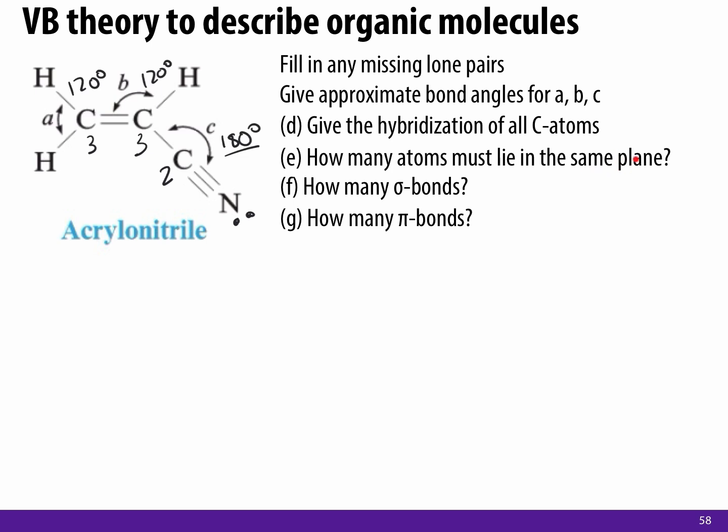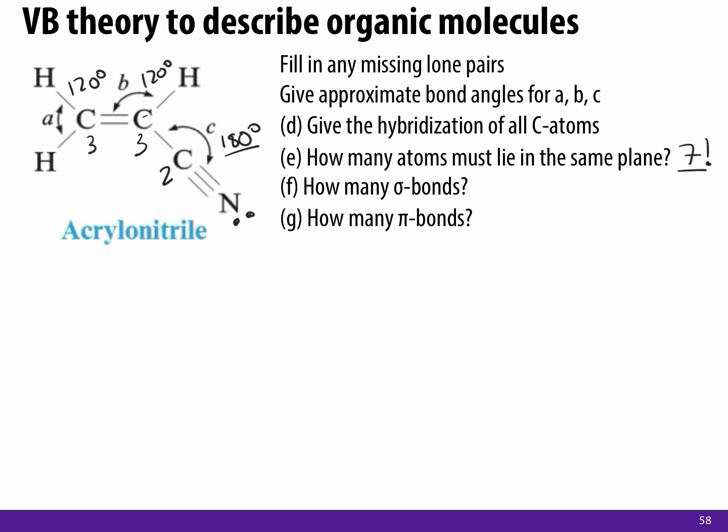How many atoms must lie in the same plane? That's a little bit of a trickier one, but the idea here is that because we have these multiple bonds, this molecule needs to be completely planar because we need a double bond up here, and that will also lock this one to be in the plane as well. So all 7.